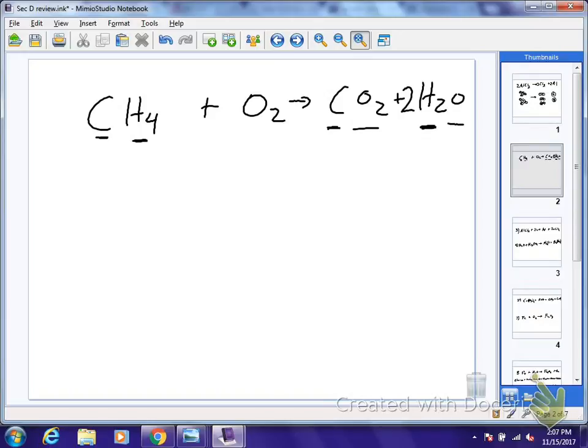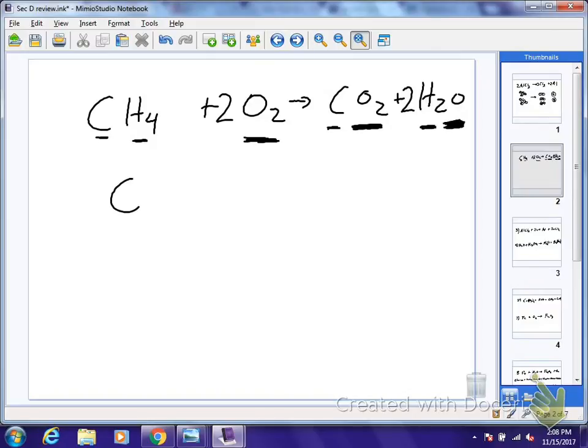And now I look at oxygen. Over here I have 2, and over here I have 2 oxygens here, and 2 oxygens here because that multiplies through that front number. So that's a total of 4. So I put a 2 in front of O2 and it gives me 4. So there would be the balanced reaction for that.